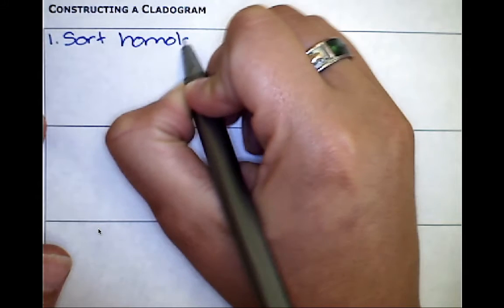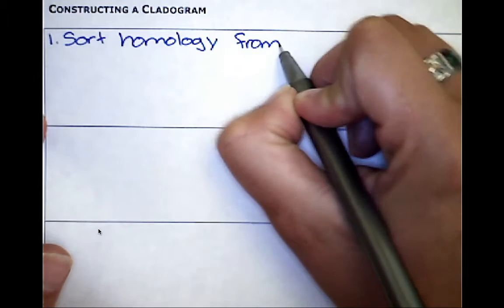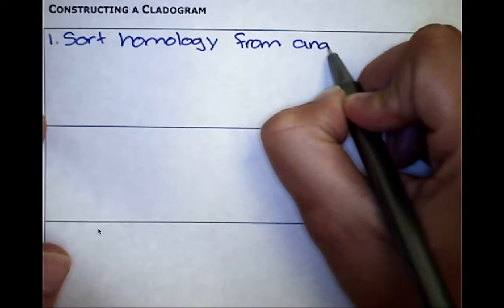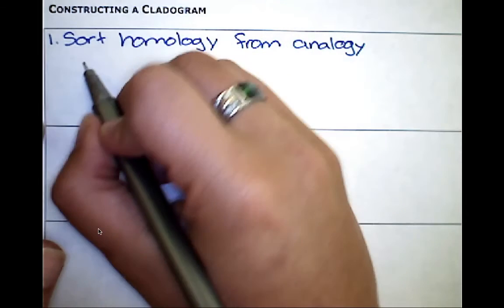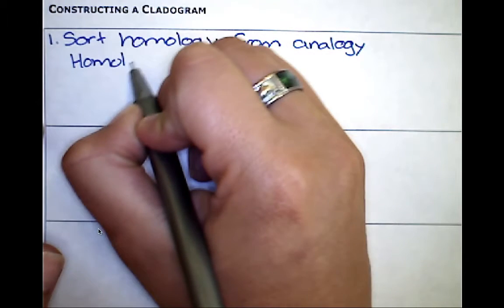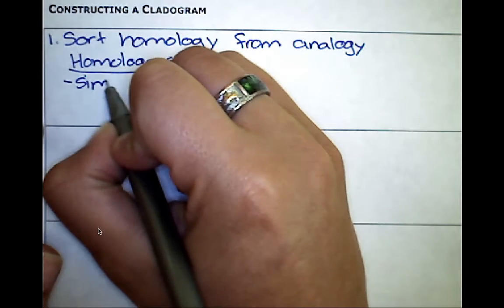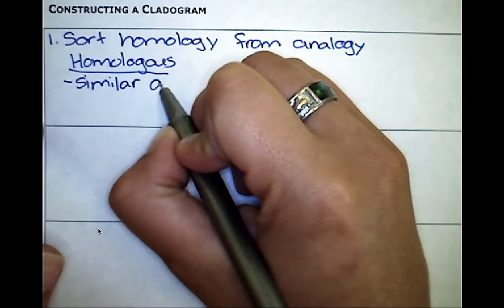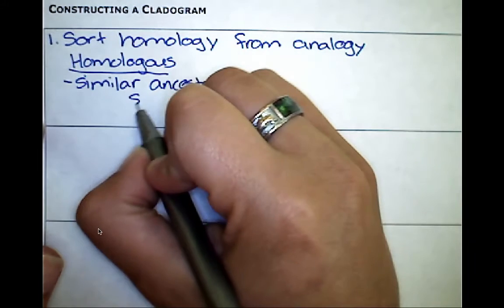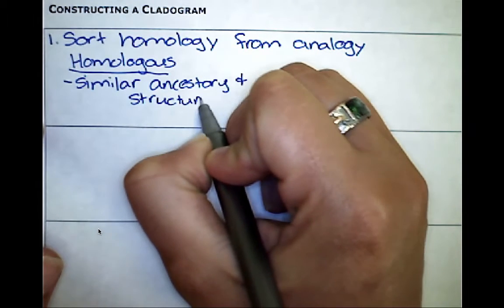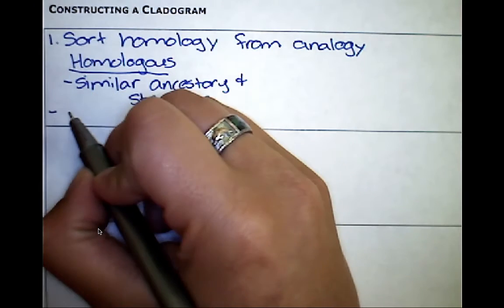homology or homologous structures, so from chapter 15, from analogy or analogous structures, okay? So remember, homologous structures have a similar ancestry and structure. And the more homologous parts, more related.